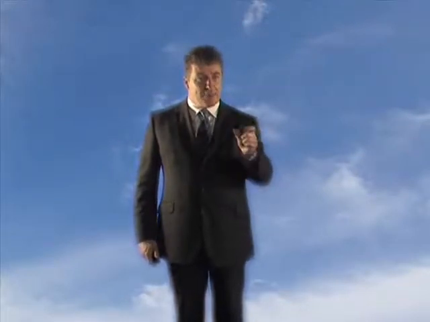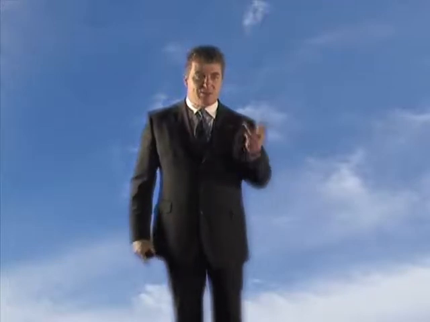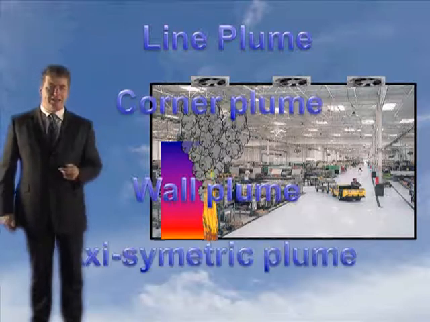Firstly, we need to establish whether this is classified as a simple plume or a complex plume. Now, in this case, the design fire is located in the reservoir where it's going to be extracted. So don't forget, that's classified as a simple plume. So we've got a simple plume. Now we need to decide which model to apply. Is it a line plume, corner plume, wall plume, or an axisymmetric plume?